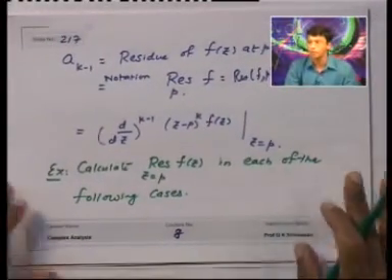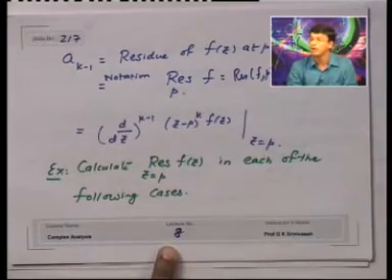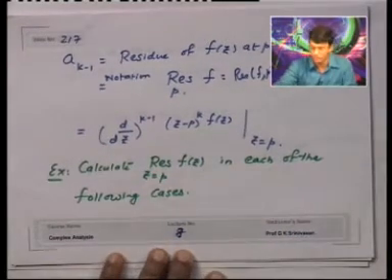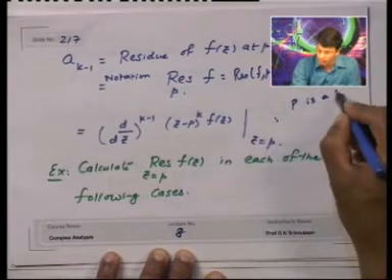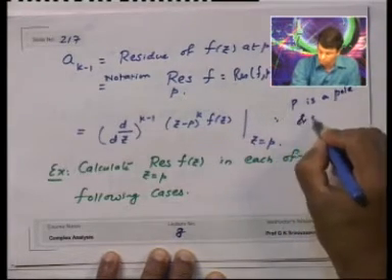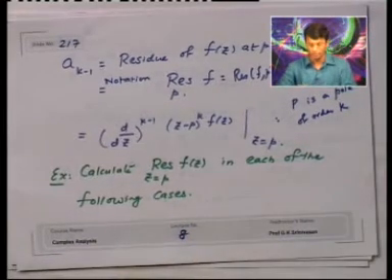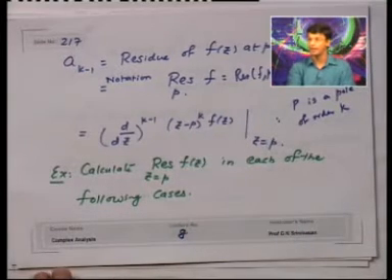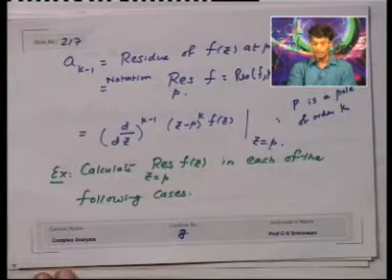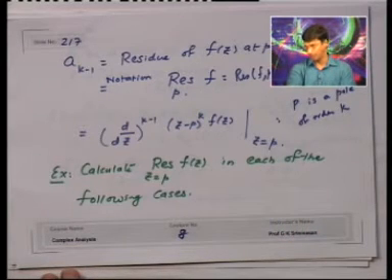The rule is, let me remind you, if p is a pole of order k, then you have to multiply by (z - p)^k, and then take this (z - p)^k f(z) and differentiate it k minus 1 times, and then put z equal to p. Then the number that you get will be the residue.